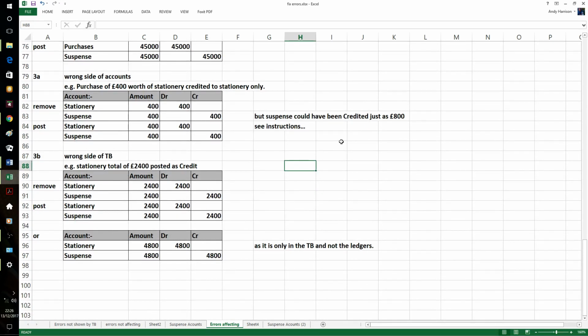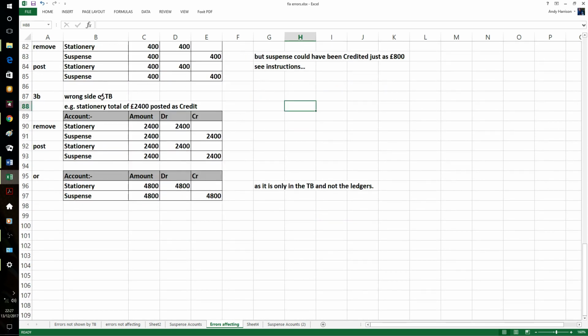So now we're getting onto the wrong side of account, so we're actually getting towards the end of this list. We cannot make a comprehensive list, we can just try to make lots of samples and suggest different ways. So it's all about reading the instructions. Now we've got something on the wrong side of account: we've purchased some stationery and we've credited it to stationery only. It would have been an error reversal if the bank or other entry was wrong as well. So remove the stationery, that means we debit it, and double enter into the suspense account, post it correctly with a double entry, and again the suspense account could have been a single line of £800, whatever number of rows you've got, whatever the instructions say.